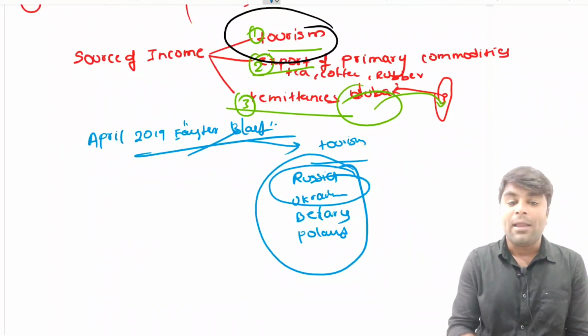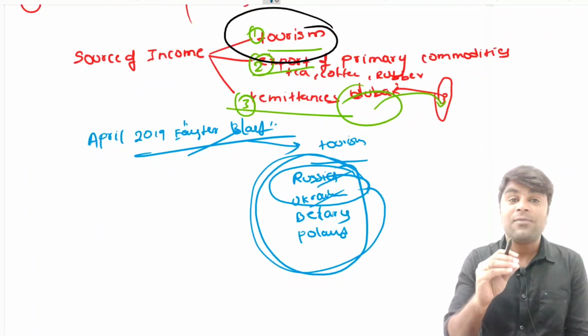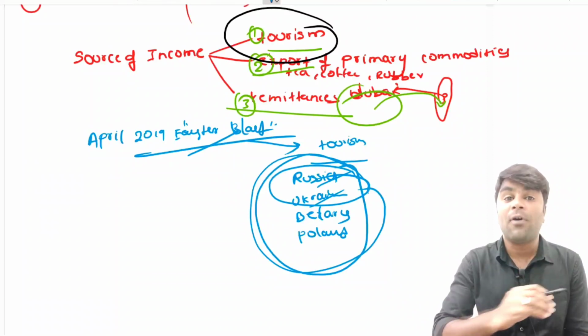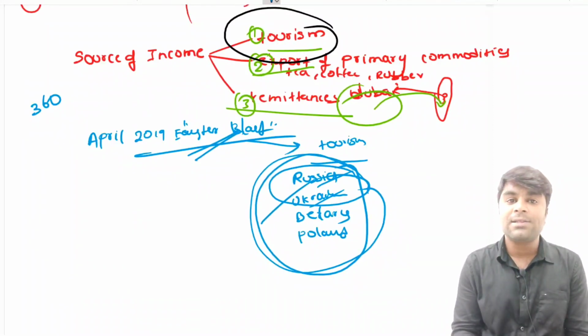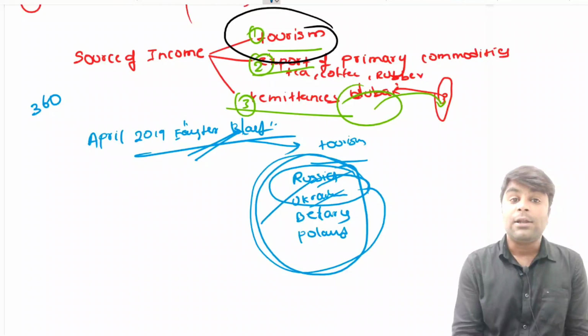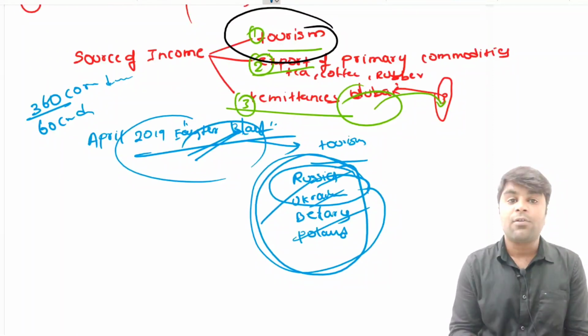So due to the Easter blast and due to the ongoing conflict between Russia and Ukraine, tourist visits to Sri Lanka, the island nation, have fallen. Let me give some data. Before the COVID-19 pandemic and before the Easter blast and the Russian-Ukrainian crisis, the tourism income of the Sri Lankan government was about $360 crore, and it fell to $60 crore after this Easter blast and the Russian-Ukrainian crisis.